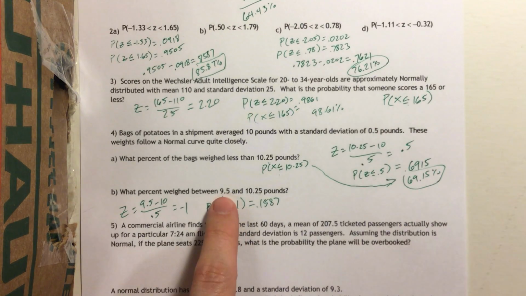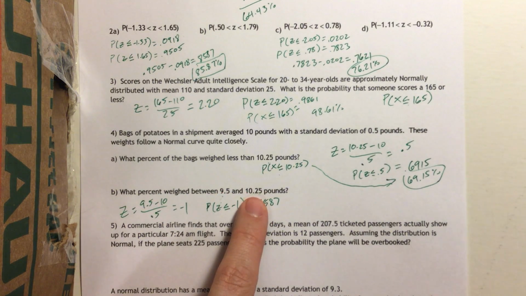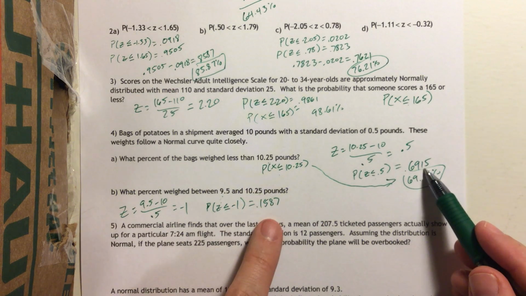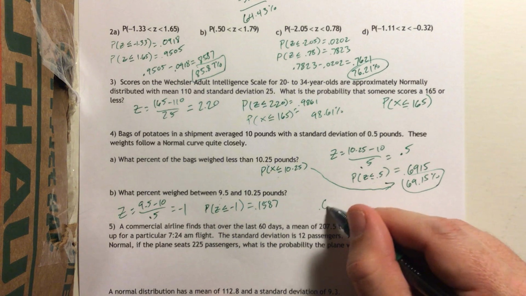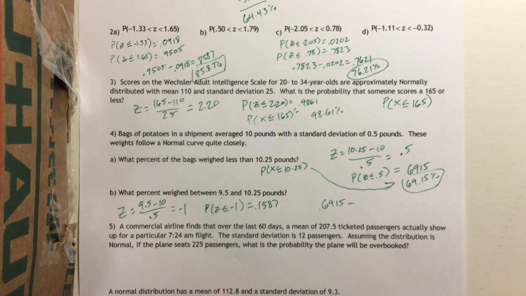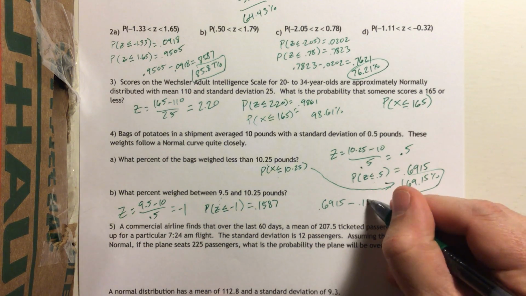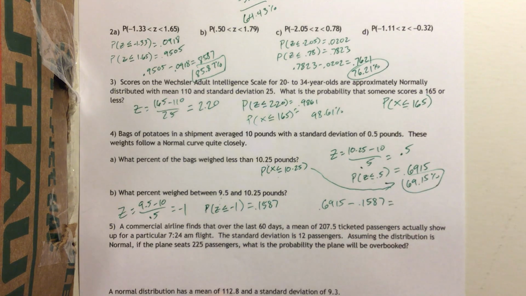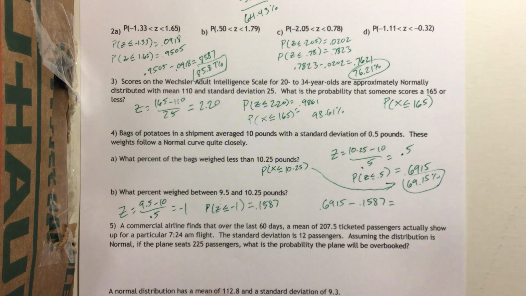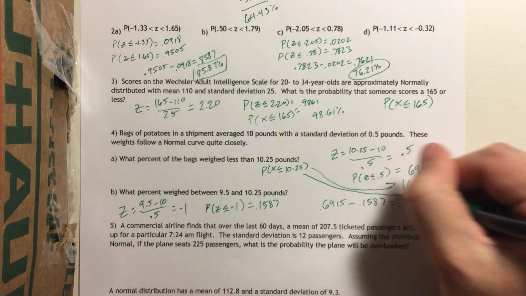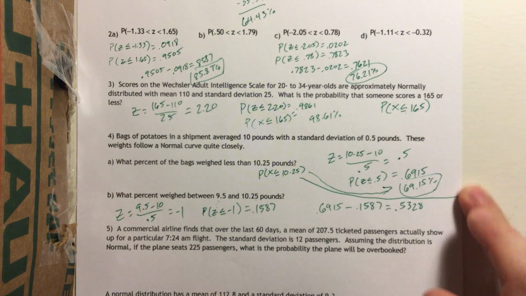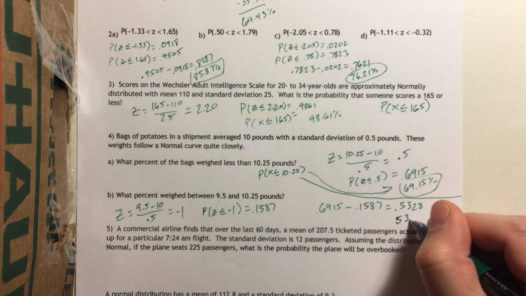And remember, when you're finding it between two values, you want to take the bigger number, so the 0.6915 here, and we want to subtract out the smaller number. So we'll say 0.6915 minus 0.1587. And if I do that, I get 0.5328, or 53.28%.